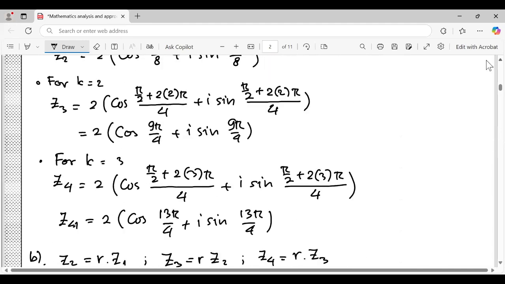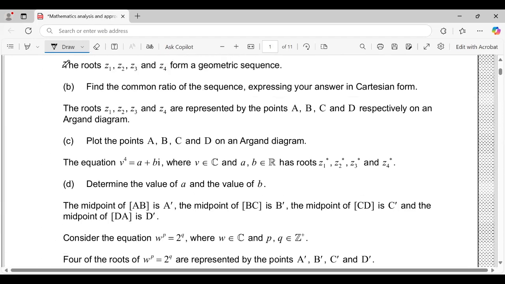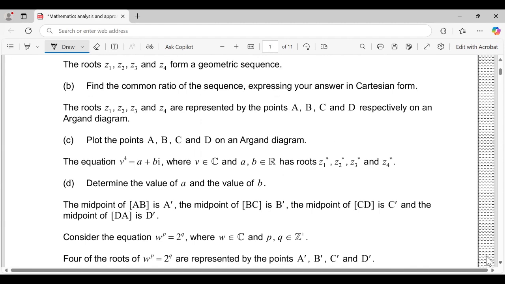Next question, C. The roots Z1, Z2, Z3, and Z4 are represented by the points A, B, C, and D, respectively, on an Argand diagram. Plot the points A, B, C, and D on the Argand diagram. Okay.